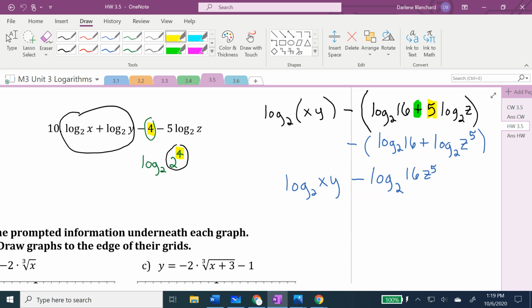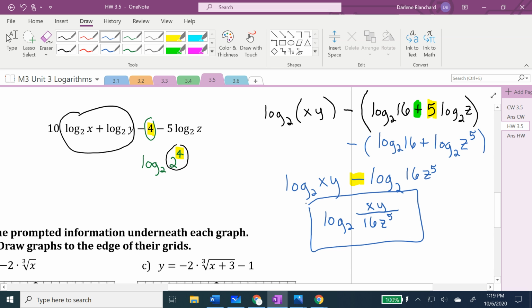At this point, I have two logarithms that are subtracting. They condense into one logarithm with division. And I know I'm condensed because there is nothing outside the logarithm. Everything is inside that logarithm. Yay!